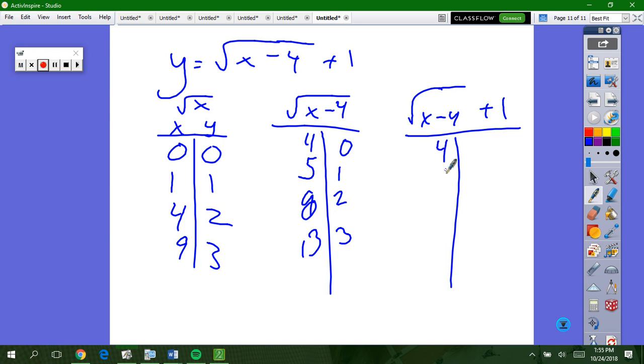I'm going to plug in a 4. Ready? 4 minus 4. Oh, that got me back to my x's. The square root of 0 is 0, so that's where I'm at, right? With 0, but then, where's that plus 1? 0 plus 1, so therefore, do that 1. So it moved my y value up 1, didn't it?